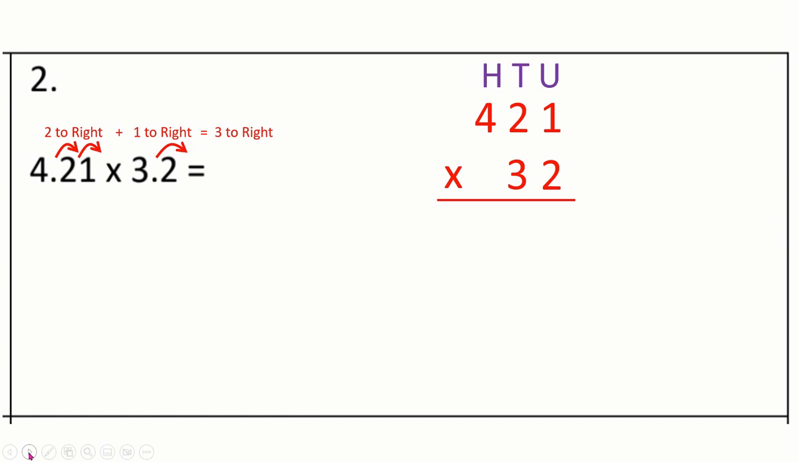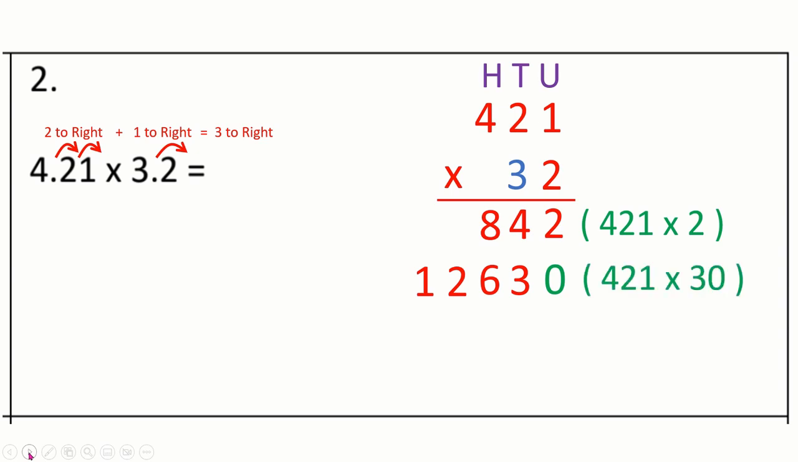So let's work this out in the normal way. 1 times 2 is 2. 2 times 2 is 4. 4 times 2 is 8. That's the answer to 421 multiplied by 2. Now let's go over to that 3, which is a 30 in the tens column. And our question is 421 multiplied by 30. Remember to pop the 0 in. 1 times 3 is 3. 2 times 3 is 6. And 4 times 3 is 12. And that's the answer to 421 multiplied by 30.